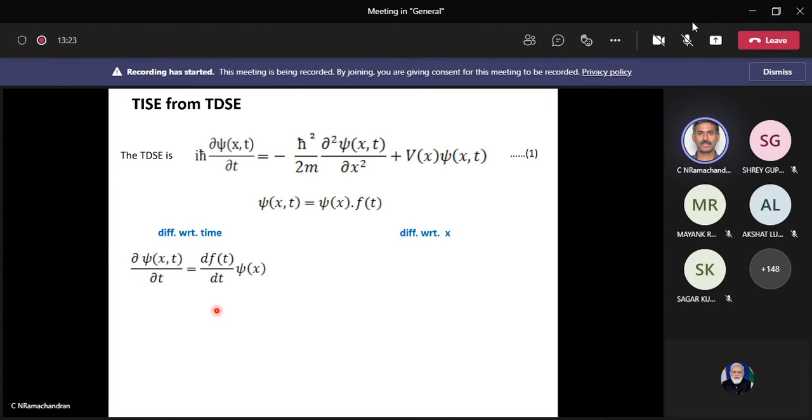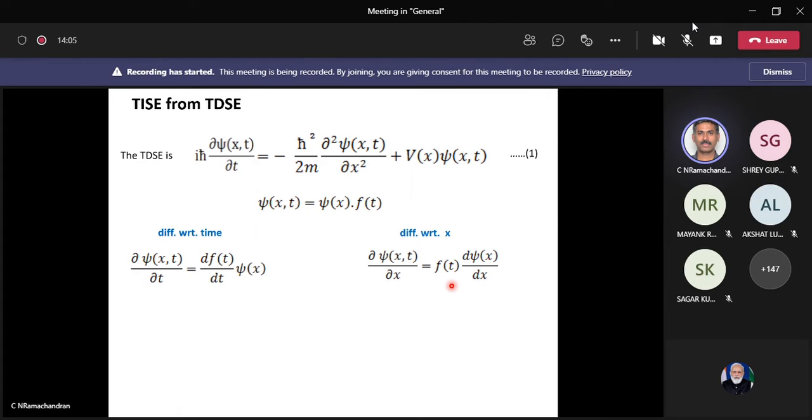Now on the right hand side, we have a second derivative, but that differential is with respect to position. So here I am doing the differential with respect to x. The same function I am differentiating with respect to x. As I did in the previous case, I will do the differential on the right side also. So d by dx of psi of x into f of t. When I do d by dx, f of t will be a constant, so it can be taken first or second, it is just a constant multiplication. So d by dx of psi of x f of t is equal to f of t into d by dx of psi of x.